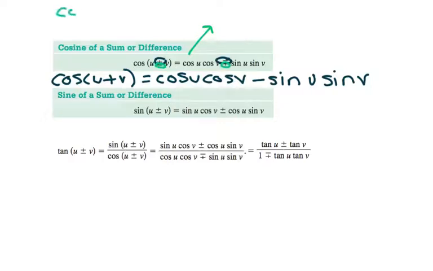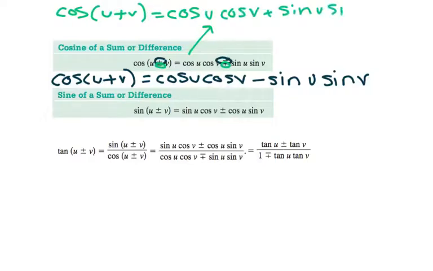And so that means we're going to have cosine of u minus v, and that's going to equal cosine of u times cosine of v plus sine of u times sine of v. So again, this was just shorthand for those two formulas. So the same thing happens here. You're going to do sine of u plus v, and then you're going to end up with the plus here as well.